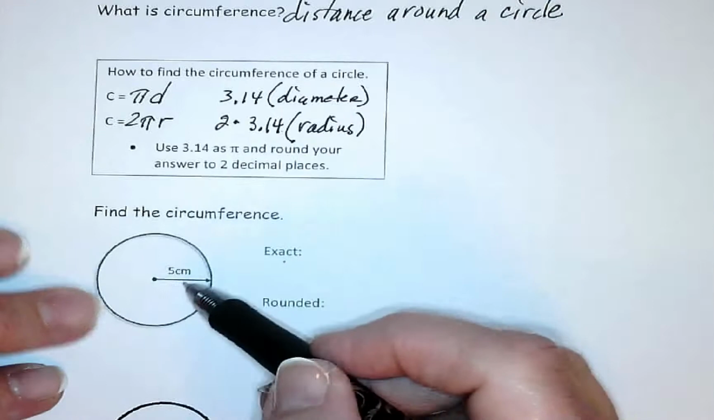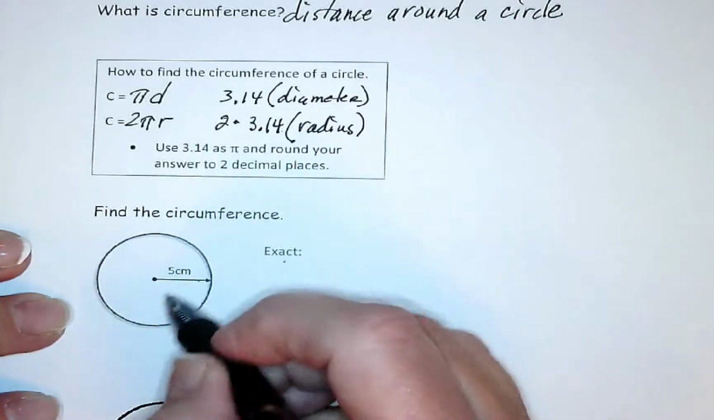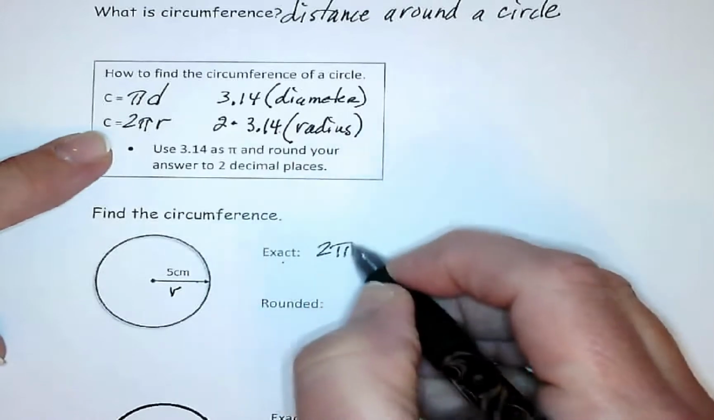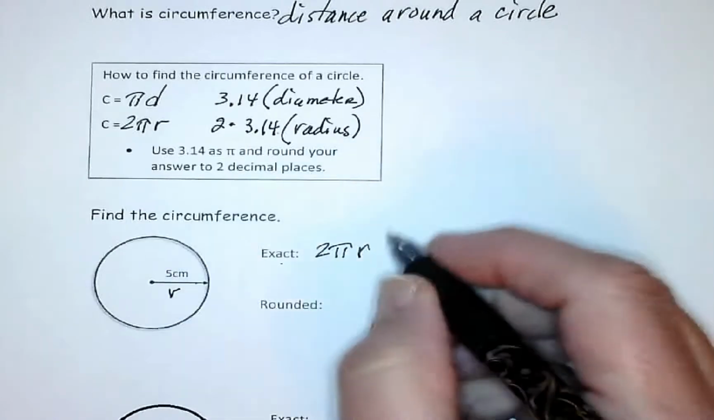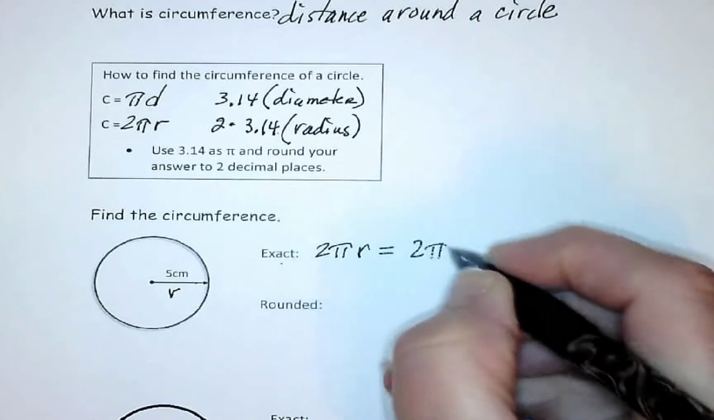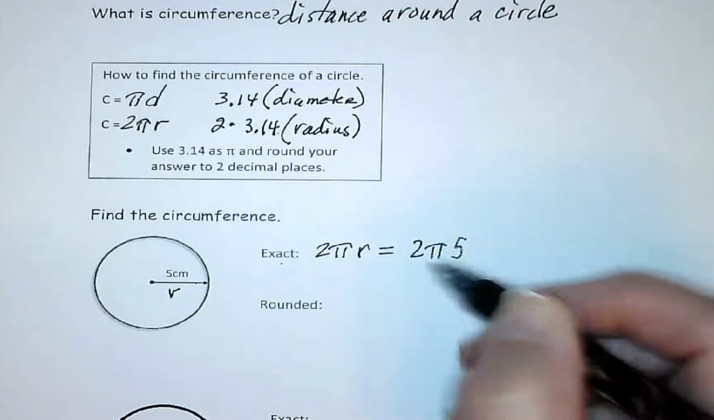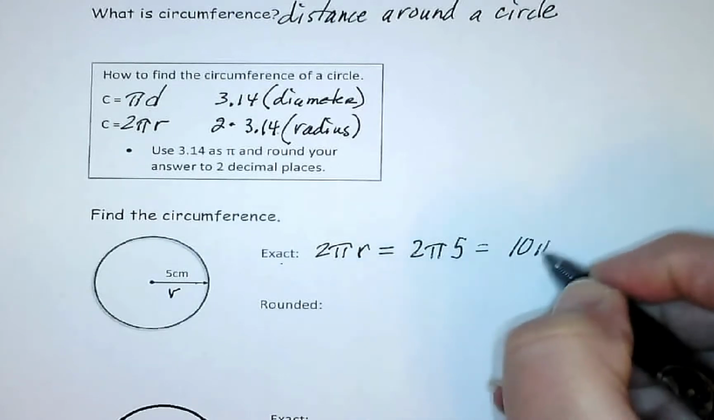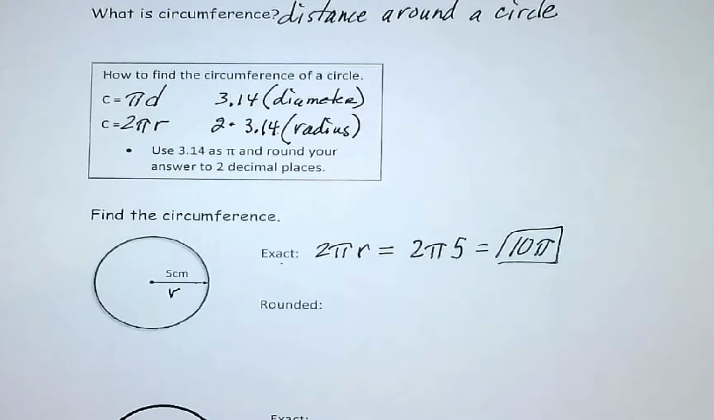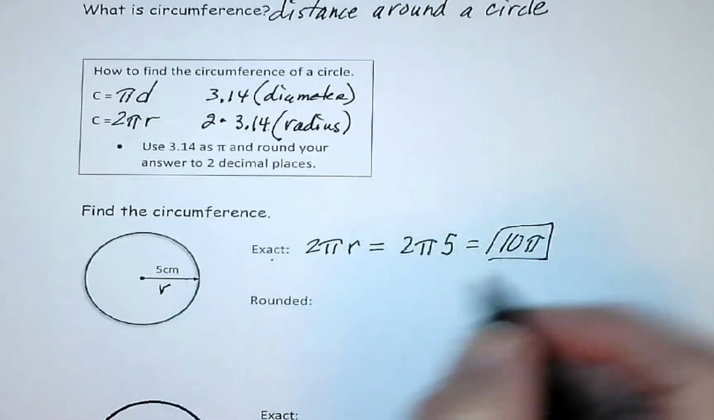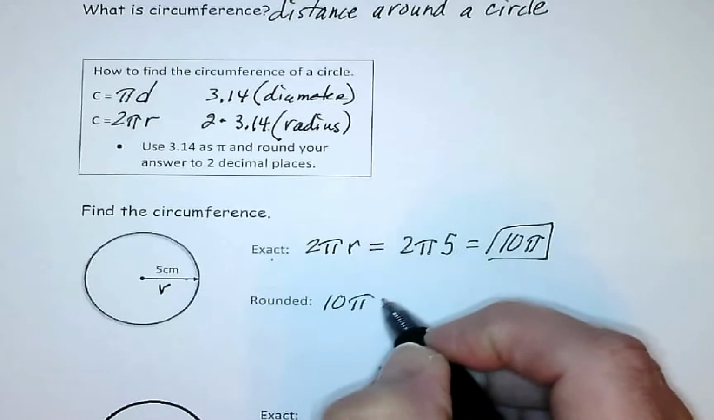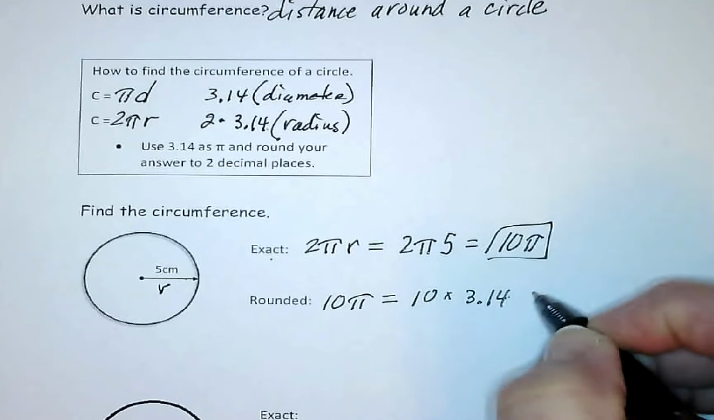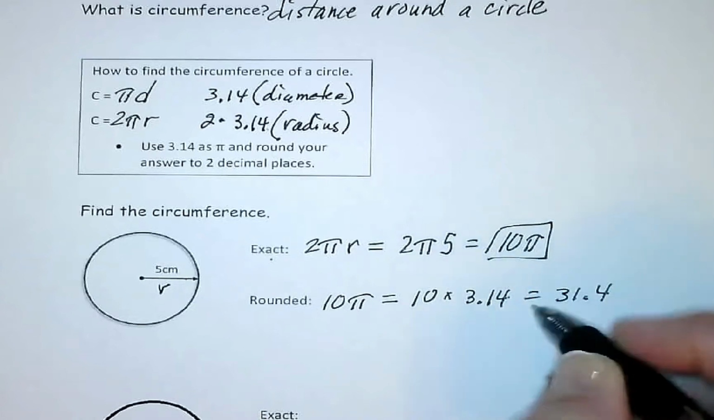So the first one, find the circumference. I'm given 5 centimeters. That is the r, or the radius. So I'm going to go ahead and use this formula, 2 pi r, since r is what I'm given. So 2 times pi times r, which is 5, and this is just all multiplying. So I can multiply the 2 and the 5, and I get 10 times pi. This is my exact answer. If I want to get a rounded answer, I take this 10 pi, and in place of pi, I'm going to put 10 times 3.14, or 31.4.